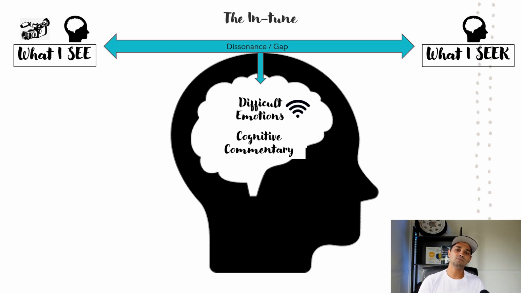So what I'm saying here is that when dissonance shows up, if dissonance reflects that what I see was different to what I sought, in other words, that's a problem. A problem is usually when what is happening is different to what is ideally happening.